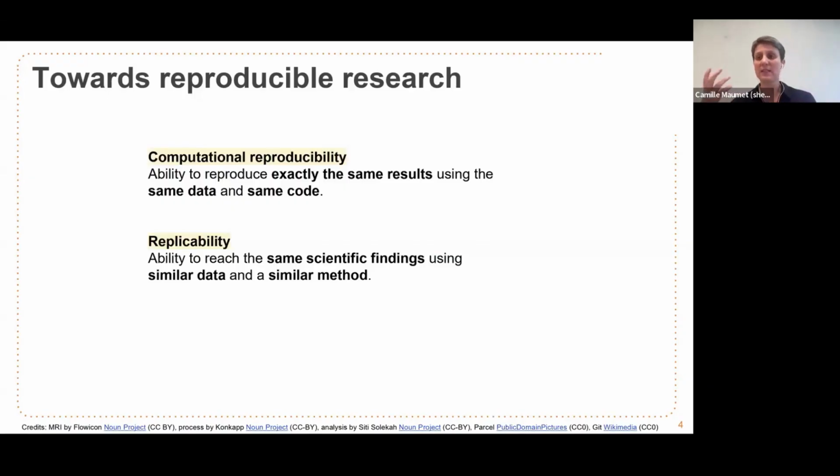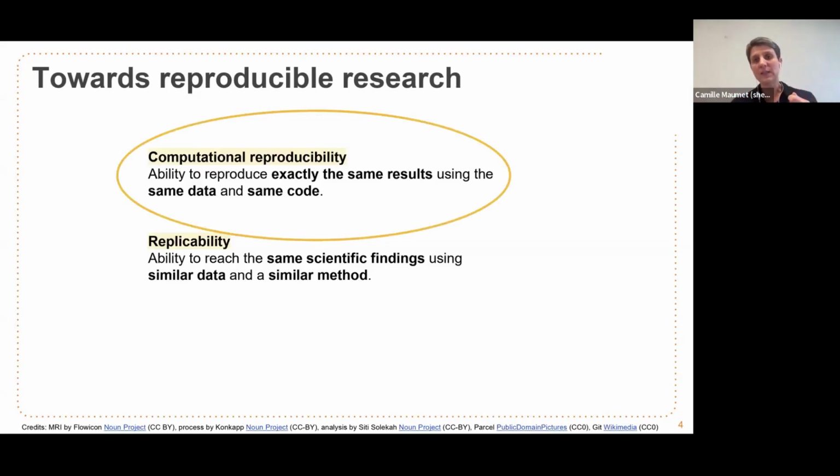That's true for the data, that's true for the method as well. And in the following, we're going to focus on computational reproducibility. So basically how we can share the different research artifacts and put them together to reobtain the original results.